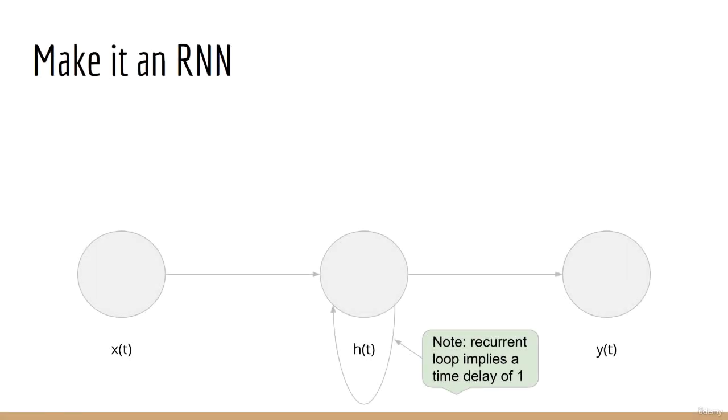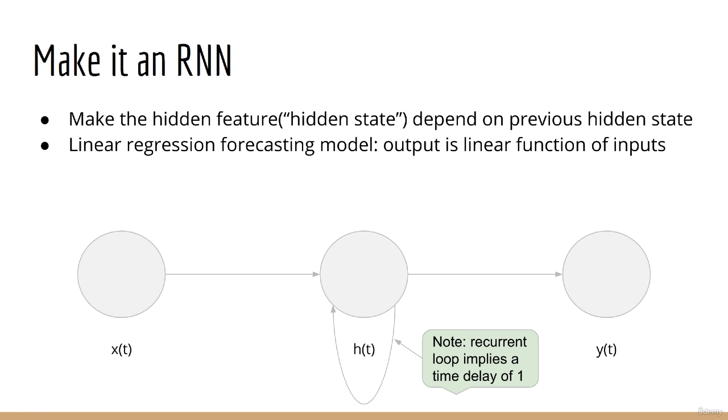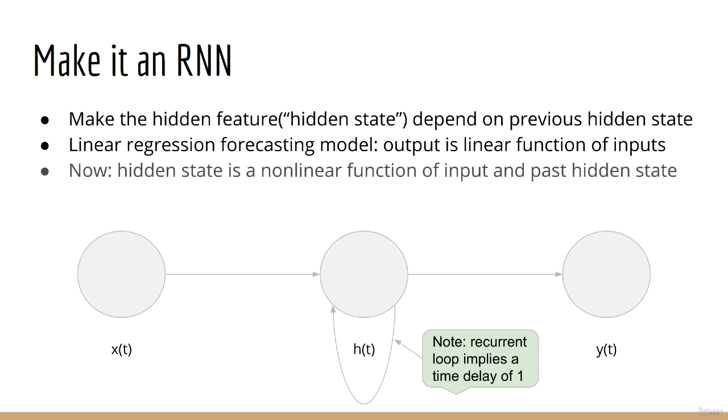Now, to make an RNN, all we need to do is make the hidden vector loop back to itself. In other words, the hidden vector depends not only on the input, but also on its own previous value. This is just like our very basic linear regression forecasting model, where the prediction was just a linear function of past values. Now, we are saying the hidden state is a nonlinear function of past values, specifically that the nonlinear function is a neuron. As a side note, the loop back implicitly assumes that there's a time delay of 1 step.